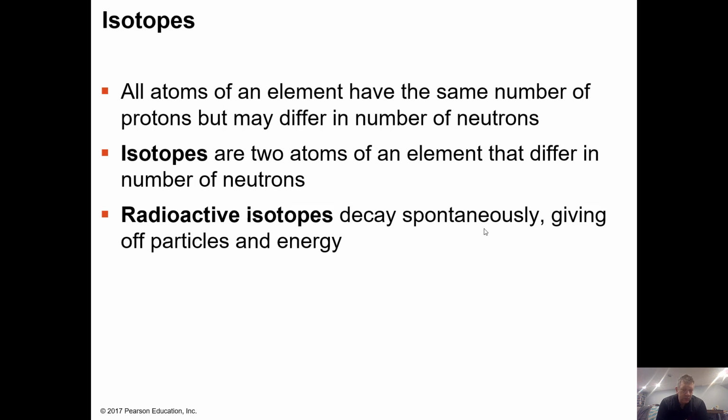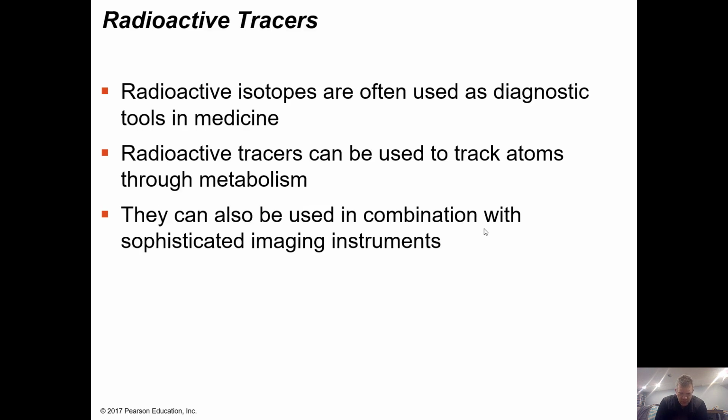Some are stable, and they may not be as interesting as the radioactive ones. The radioactive ones will spontaneously give off energy, possibly, and particles. Those particles could be something like what we call an alpha particle, which is 2 protons and 2 neutrons. They could kick out a neutron, could kick out an electron, like a high energy electron, among other things. We can use those isotopes for a number of different things.